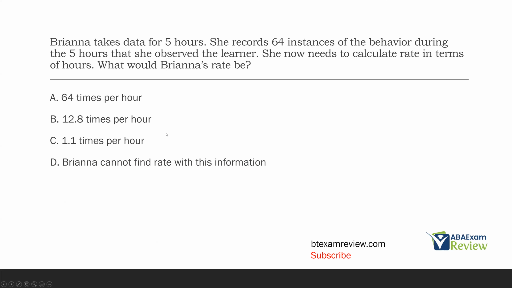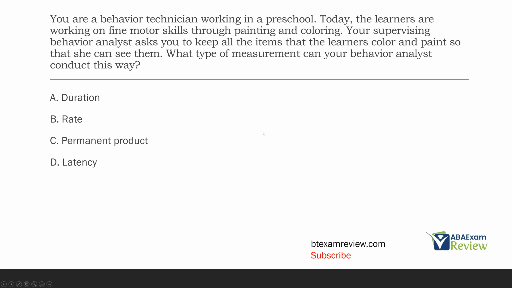B, 12.8 times per hour. Yes, we took our frequency, 64. We divided it by our total time, 5 hours. And we get, in terms of hours, 12.8 times per hour. Not 1.1 times per hour. It's not nearly enough, right? And then D, Brianna cannot find rate with this information. Sure she can. She has her frequency. She has her time. She simply divides. Rate is just frequency over time. So what would Brianna's rate be? Well, 12.8 times per hour.